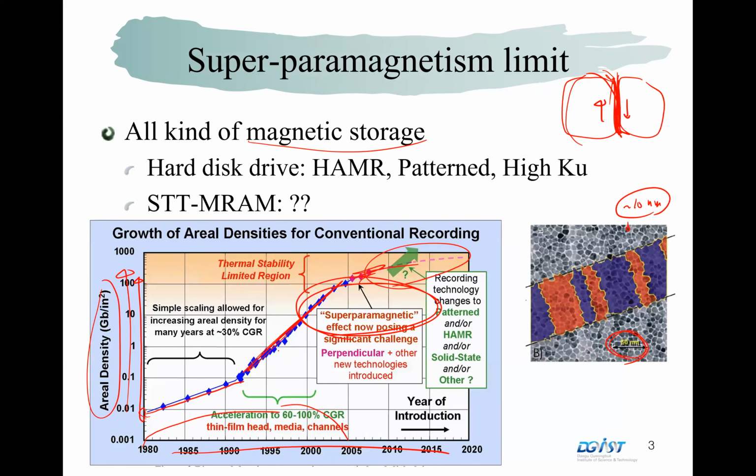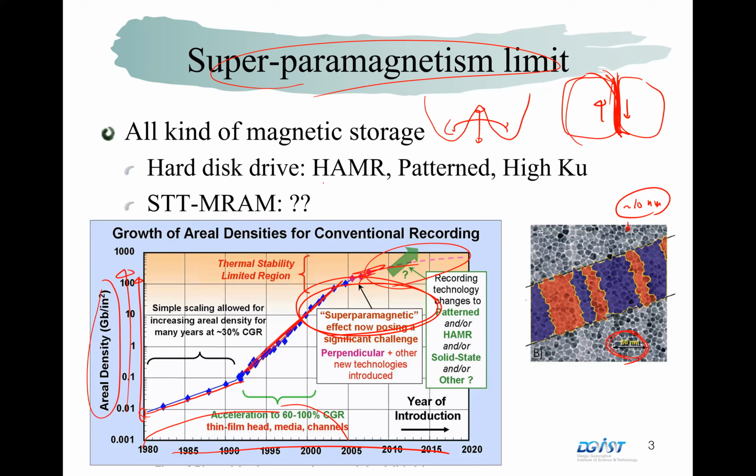But actually, this is not only for magnetic materials. If you have a certain energy barrier, and the barrier size is comparable with the thermal energy, then they can easily switch between these two states. So this kind of physics always exists for any kind of energy barrier. This superparamagnetic limit is very important in hard disk drives and memory applications also. So to overcome this limitation, what is the approach?